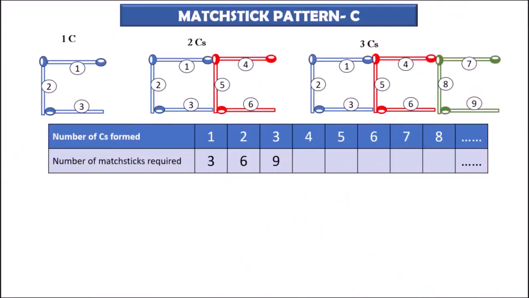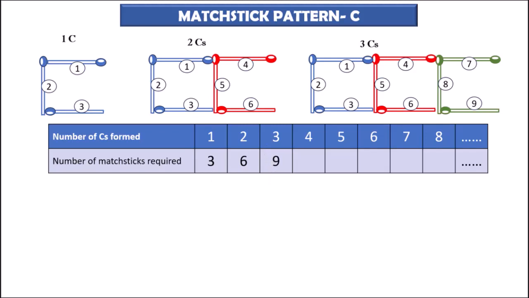Now, just like earlier we made the pattern L with matchsticks, now we will make the letter C. Here, for making one C, we require 3 matchsticks. For making 2 C's, we require 6 matchsticks. And for making 3 C's, we require 9 matchsticks. We will note these results in tabular form. So the number of C's formed: 1, 2, 3, 4, we can take any number. And the number of matchsticks required: for making 1 C it was 3, for making 2 C's it was 6, for making 3 C's it was 9.